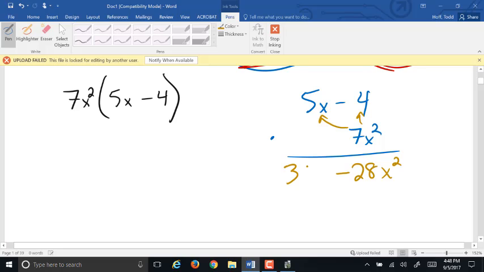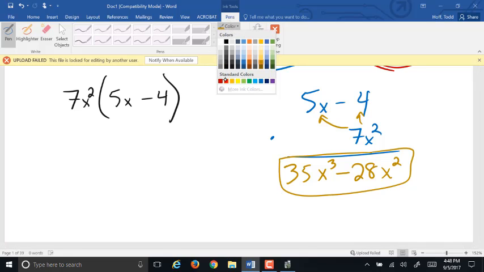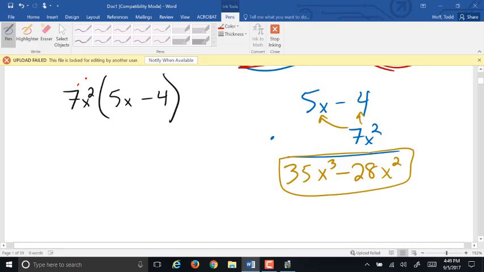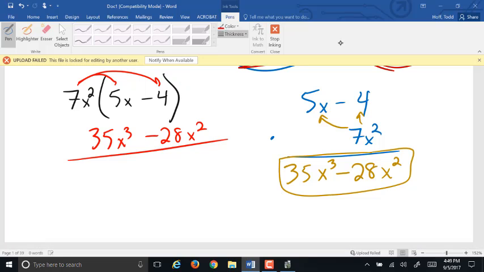7 times 5 is 35. X squared times x is x to the third. Good. Any questions? Now again, you could have done the distributing. 7x squared times 5x, 35x to the third. 7x squared times negative 4 is negative 28x squared. That works just fine.